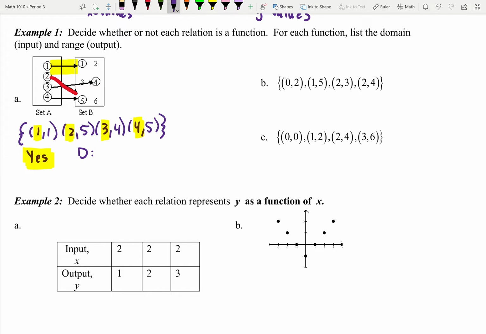So everybody go D:, and then do a brace. And then list all of those x values, which are 1, 2, 3, and 4. And then let's find the range, which is a list of all of the y values, which are 1, 5, 4. Now, guys, I have another 5. So should I list it again? If it's in set notation, do you guys know? You don't. You're exactly right.